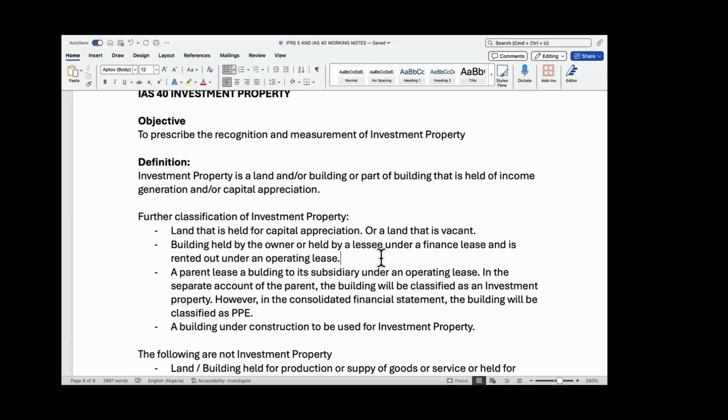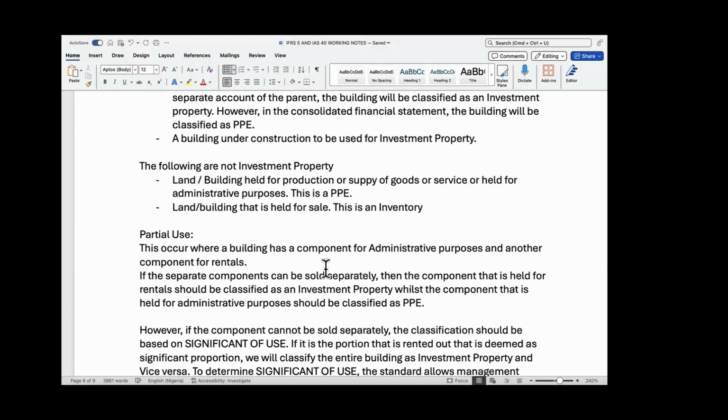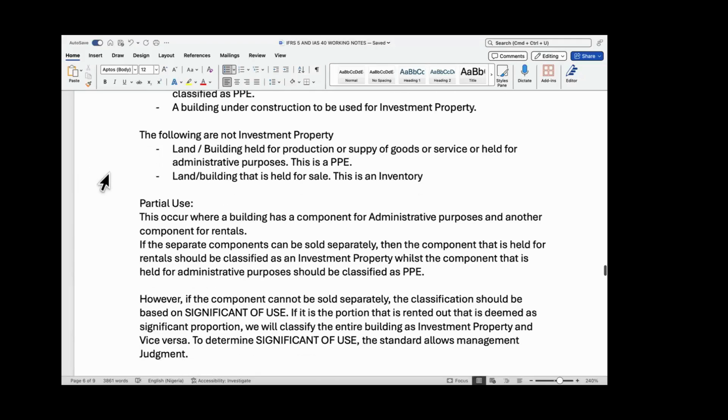And also, if you have a building that you are constructing for investment property, that will also qualify as an investment property. So we explained all of these last week. And we also went further to talk about partial use, where you have a building that has multiple components, and a component of the building is used for administrative purposes, that is, for owner-occupier, while another component is actually rented out.